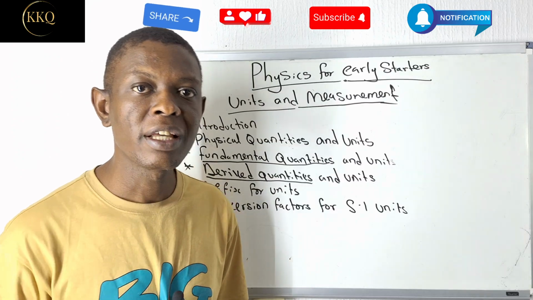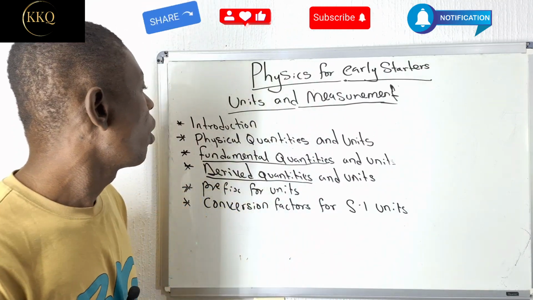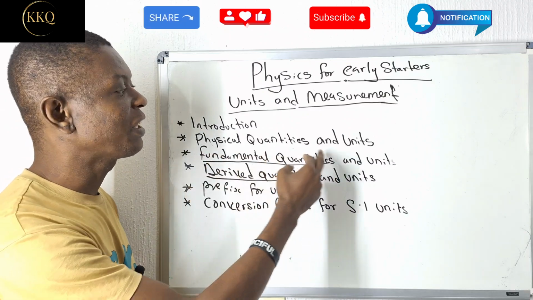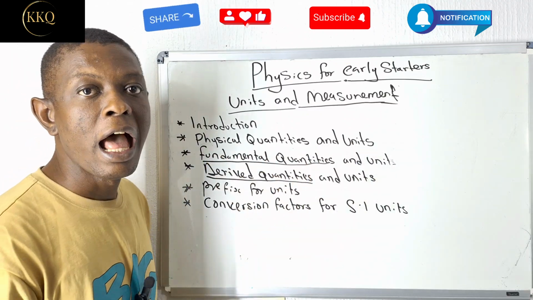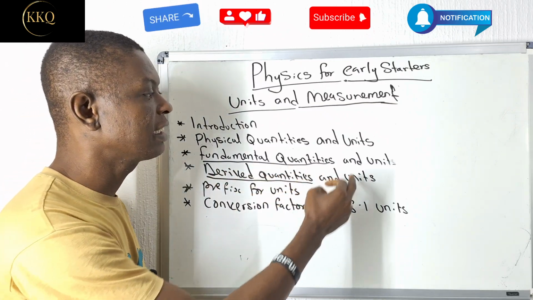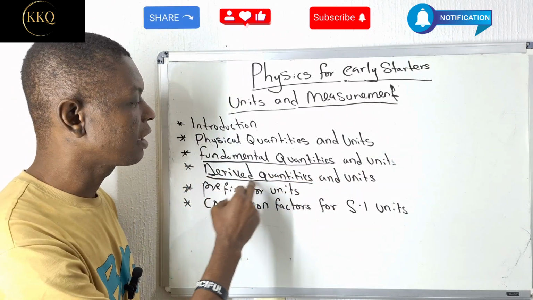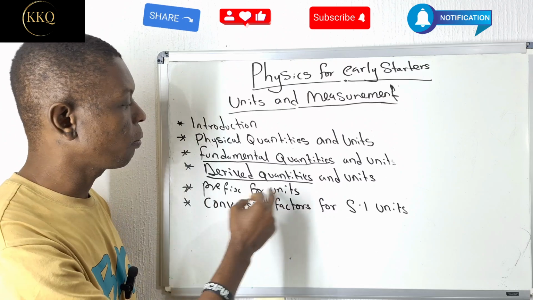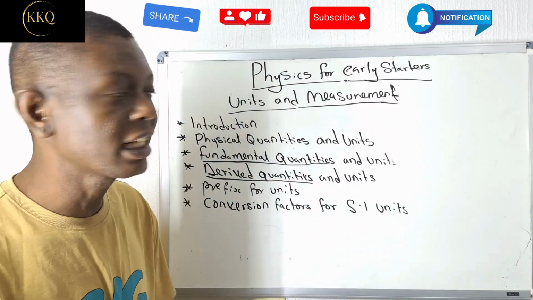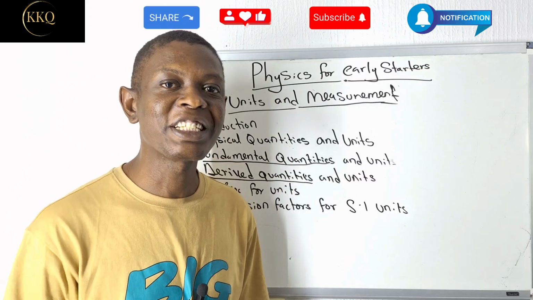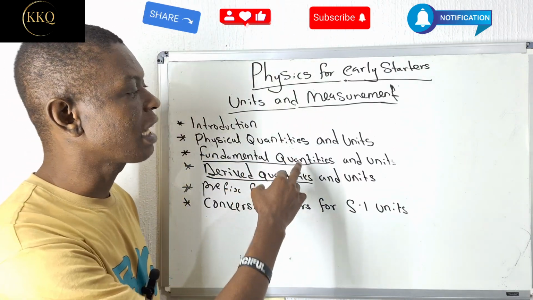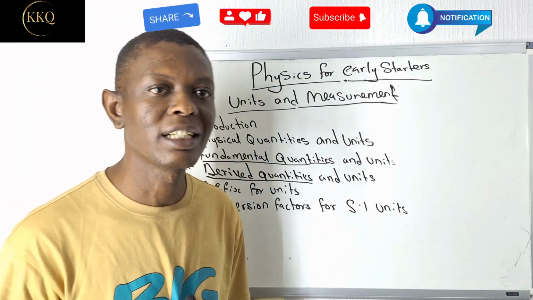So this is part B. In part A of it, we carried out an introduction. We looked at what physical quantities and units are. And in this part B, we will start from fundamental quantities and units and also look at derived quantities and units, prefixes for units, and then conversion factors for SI units. So we cannot waste much time. Let's dive in. So what are fundamental quantities and units?